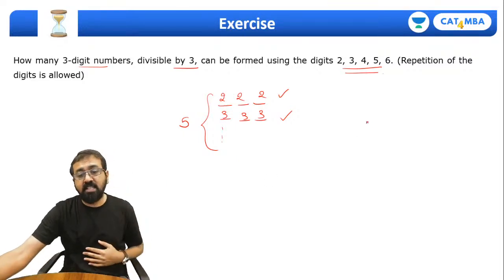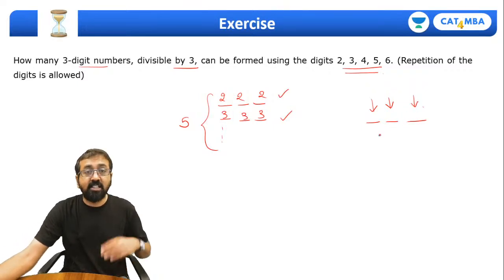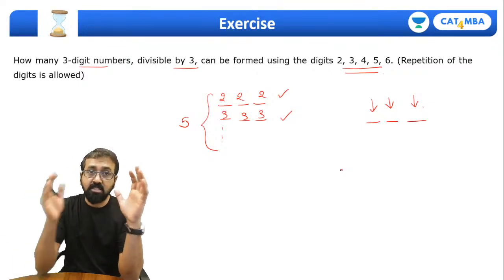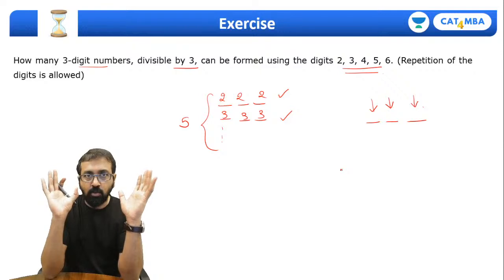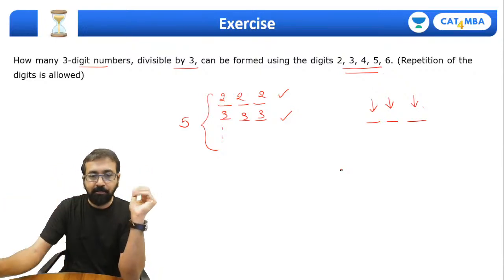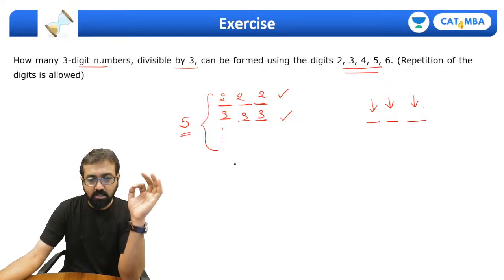Here we can't directly fill positions by saying this can be done in this many ways, this can be done in this many ways. We can't do it that way because there is a constraint. The constraint is the sum of the digits should be divisible by 3. So we'll have to do it cautiously. We'll have to pick the digits. So please understand once again. What I'm saying is we can fill all the positions by digit 2, we can fill all the positions by digit 3, and so on and so forth. So there will be 5 such numbers.